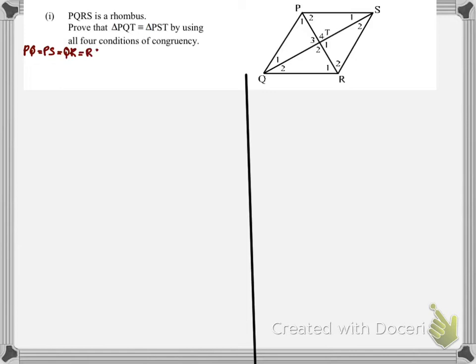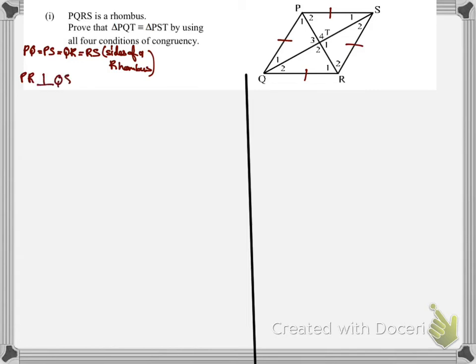PQRS is a rhombus. Prove that triangle PQT is congruent to triangle PST. So first of all, we are going to use the information given. They tell us that it's a rhombus. So we are going to say all the sides should be equal. So I mark them so that it will help me when I start answering. So I say PQ is equals to PS, which is equals to QR, which is equals to RS. Those are the sides of a rhombus.